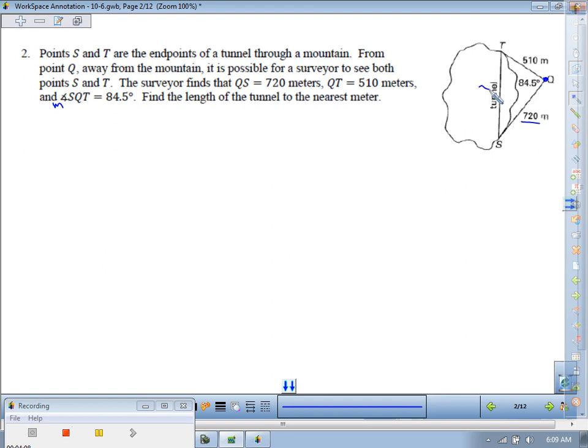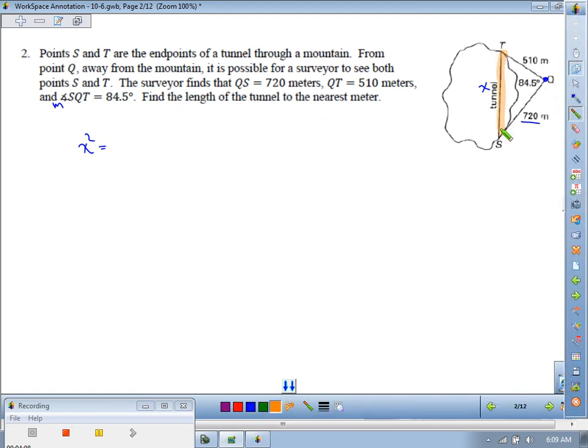So here's your tunnel right here, x. It's a side length, so that's little x squared. Law of cosines, because we've got this triangle right here, and we know two sides and an angle measure, and it's not a right triangle, so that's why we'll use law of cosines.